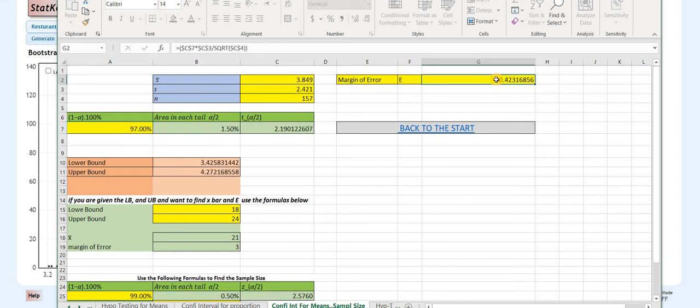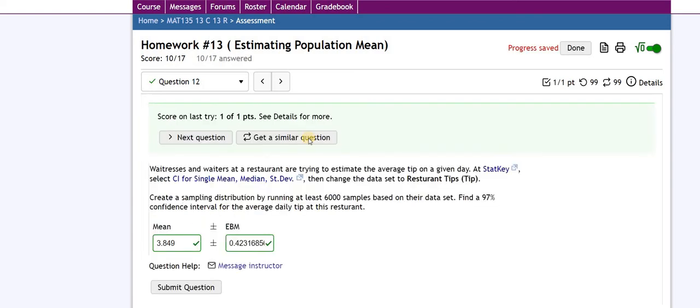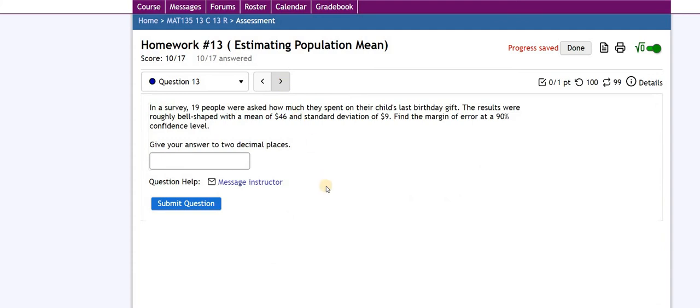Now we need the margin of error. I'm just going to copy the margin of error, and I will head to my homework set, and I will paste the margin of error here, and the mean is 3.849. We came up with that from the question. So this is how this question is answered.